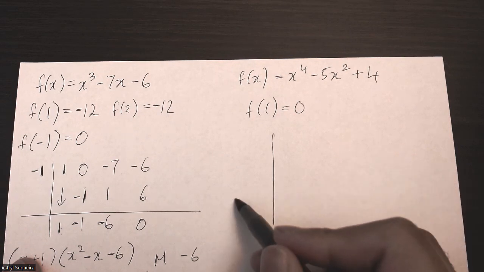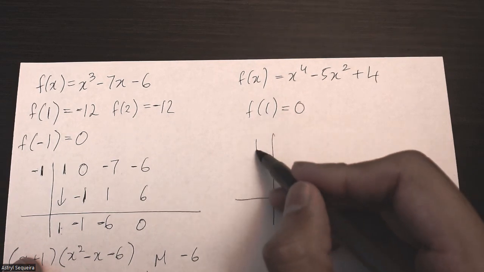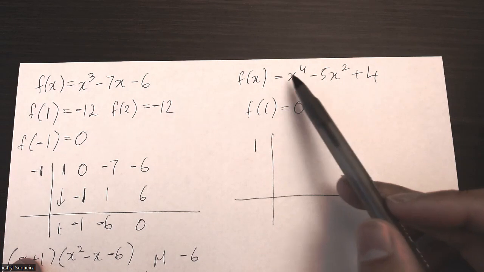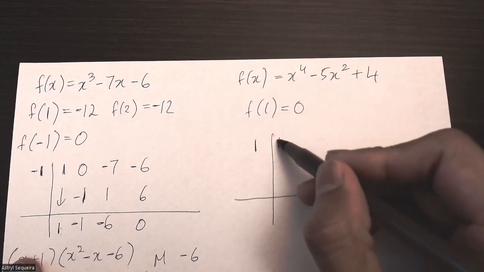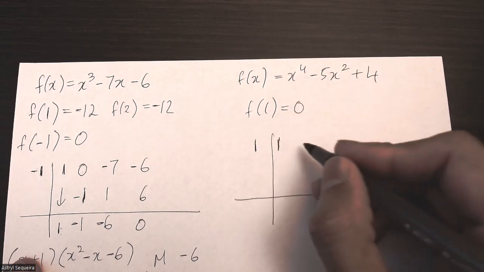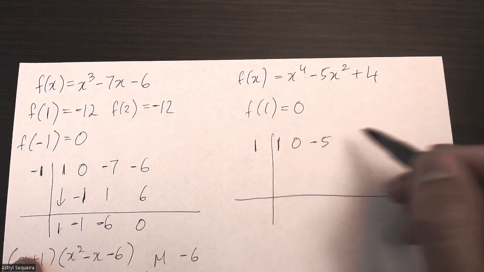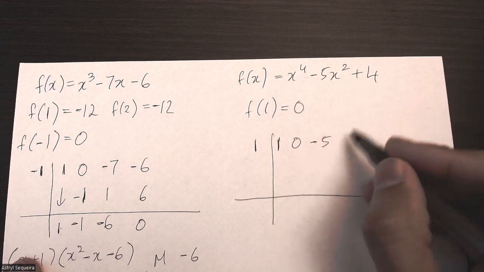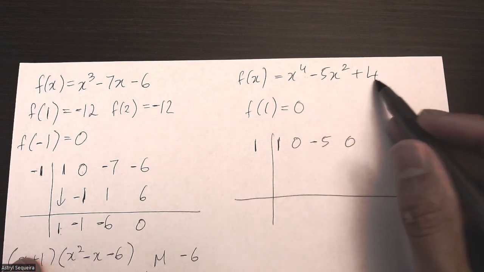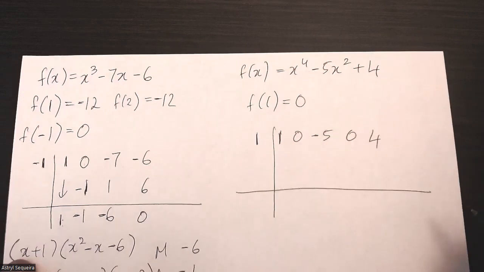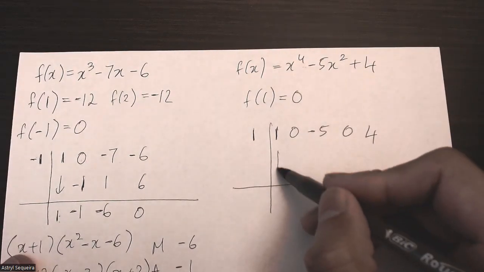So now when I'm setting up my synthetic division, I'm going to put this 1 on the outside. My coefficient of x^4 is 1. My x cubed term is missing, so I'm going to put a 0. My x squared term is -5. My x term is missing, so I'm going to put another 0. And my constant is 4. Then I'll do synthetic division.